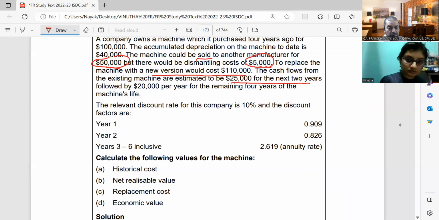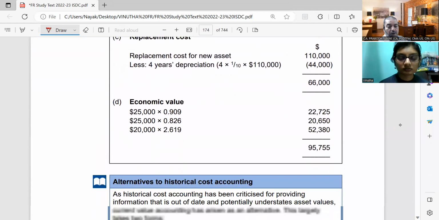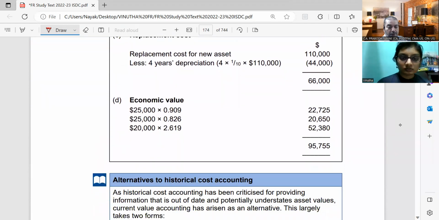Second 25,000 I will multiply by 0.826. And then it is 20,000 for the remaining 4 years. So that 20,000 will get multiplied by 2.619. Okay. So when I multiply all this, I take the total, and this total 95,755 becomes my value in use or economic value. Either of the two, economic value, or it is also called value in use.